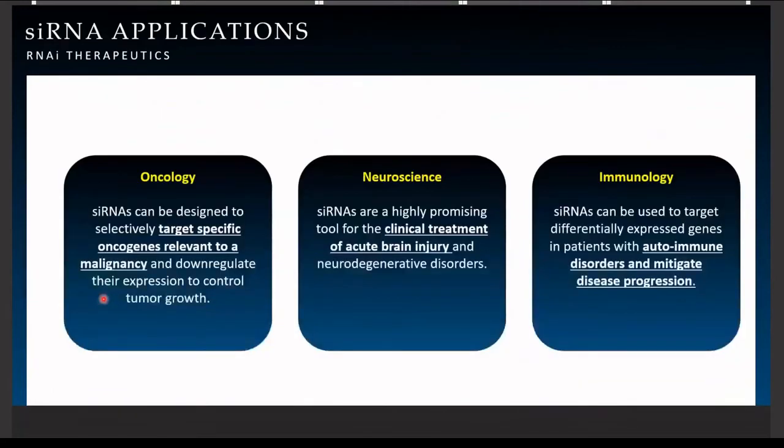Next, we have designed probes against specific siRNAs. And again, this is a big biopharma application as a lot more companies are trying to derive siRNA-based therapies, again in oncology, to target specific oncogenes that might promote the malignant potential of certain cells. Then in neuroscience, to treat acute brain injuries and neurodegenerative disorders, and for autoimmune disorders to mitigate their progression.